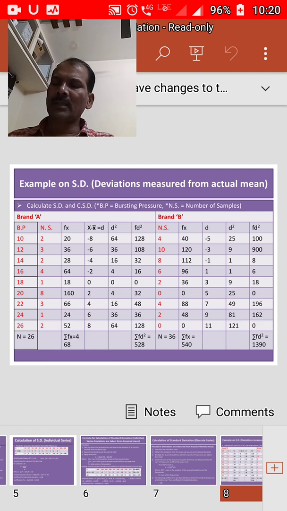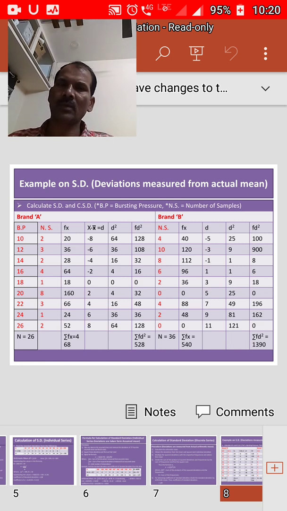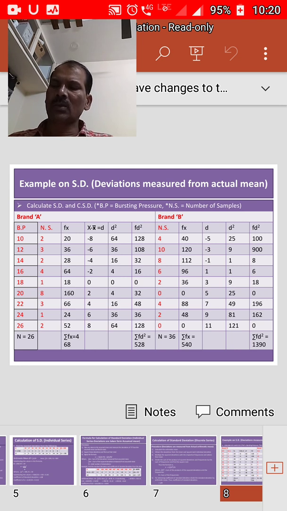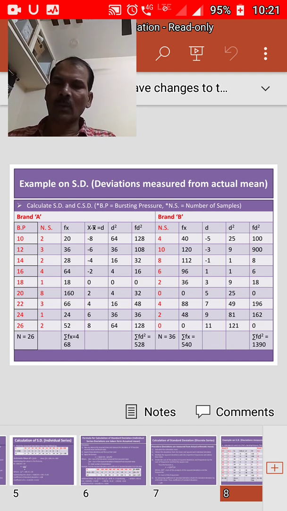These deviations we call D. These deviations are squared in order to remove the algebraic signs. Minus 8 whole square is 64, minus 6 whole square is 36, minus 4 whole square is 16, minus 2 whole square is 4, 2 whole square is 4, 4 whole square is 16, 6 whole square is 36, and 8 whole square is 64.